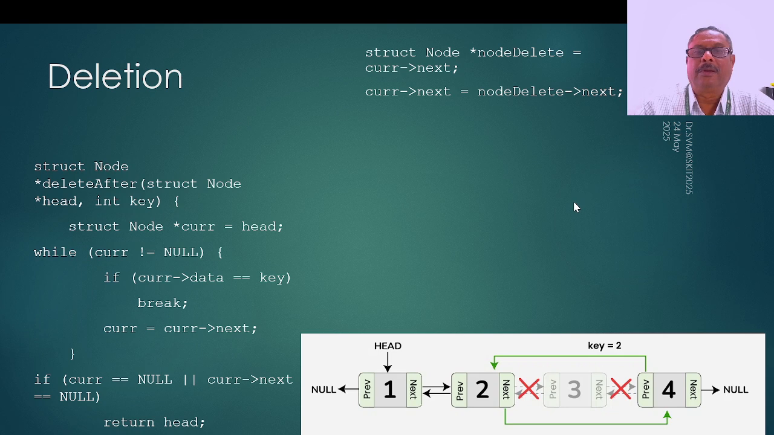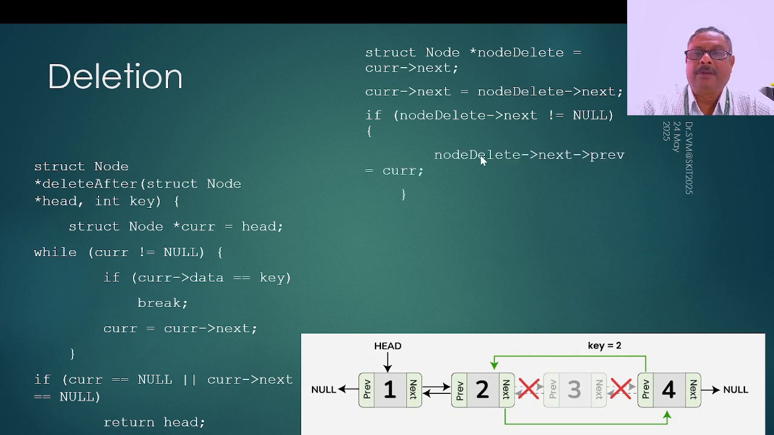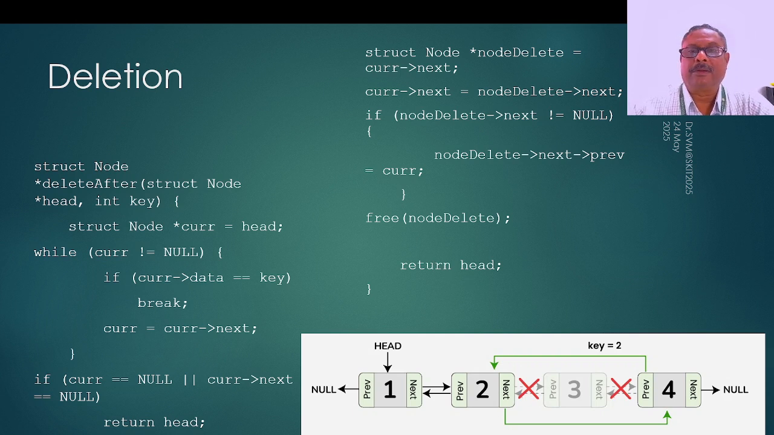So this lower arrow is connected, and the node to be deleted's next, if it is not null, that means this exists, then only I can make this reverse connection. The node to be deleted is this, its next is this, and its previous, I point to the current node. So I make the upper path, and then free this node and then finally return the head. So let's check the code.